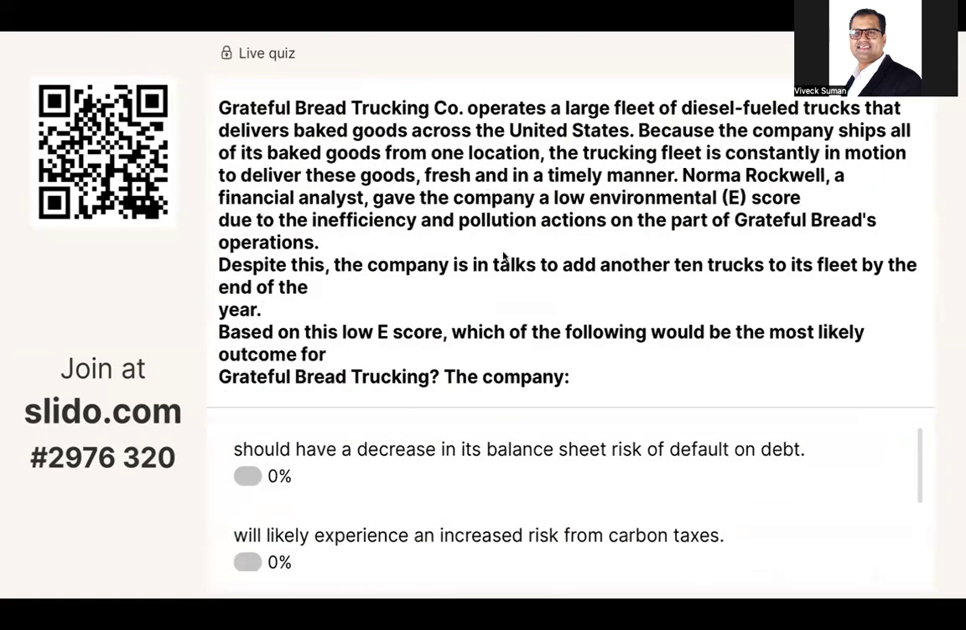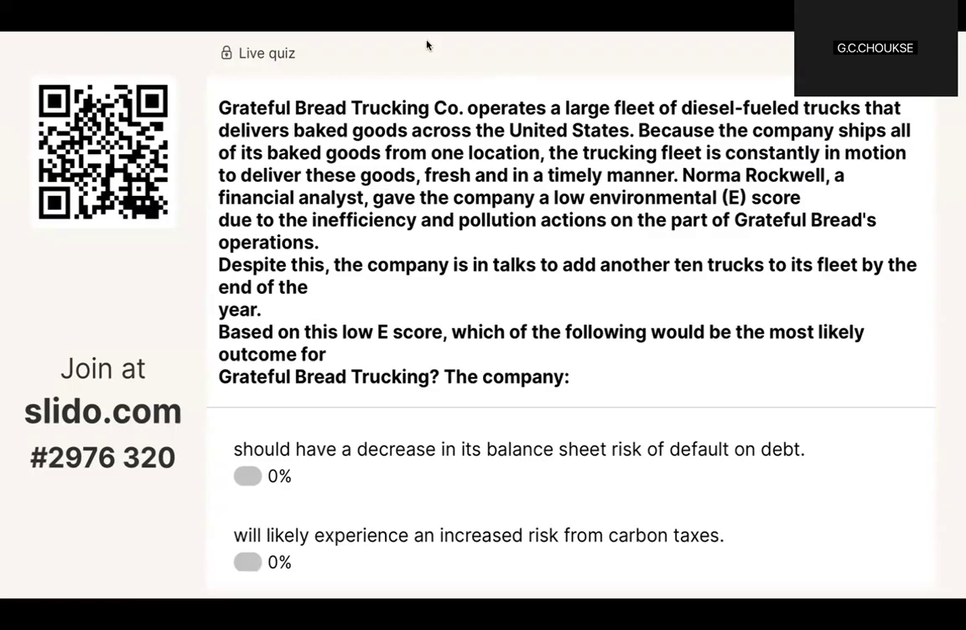Next question, GC Choksi. Grateful Bread Trucking Company operates a large fleet of diesel fuel trucks that delivers baked goods across the US. Because the company ships all of its baked goods from one location, the trucking fleet is constantly in motion to deliver these goods fresh and in timely manner. Norma Rockwell, a financial analyst, gave the company a low environmental score due to the inefficiency and pollution actions on the part of Grateful Bread's operations.